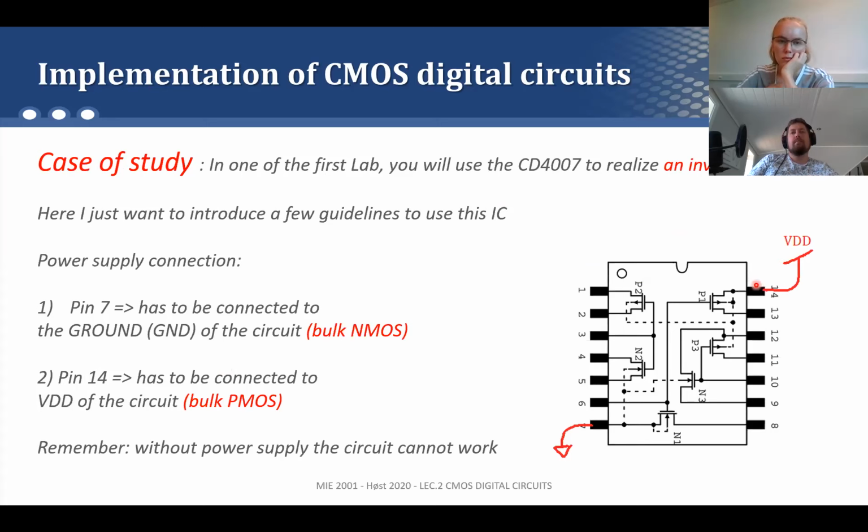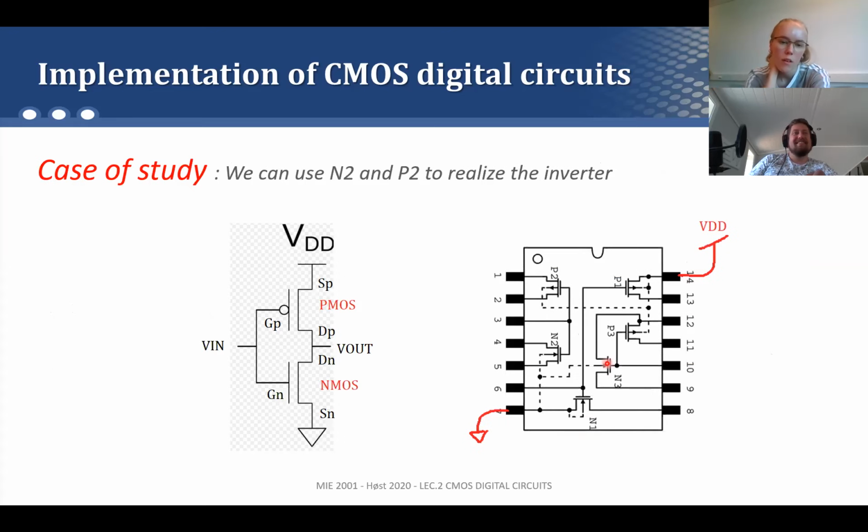I want to mention again, and this is very important, because every year in the lab, students come and say the circuit doesn't work, and the power supply is not connected. The circuit cannot work without power supply, so you must connect pin 14 to the positive terminal of the power supply and pin 7 to the negative terminal. If you do not do that, no wonder it doesn't work, right? But some of the students still believe that it can work. So without power supply, circuits cannot work.